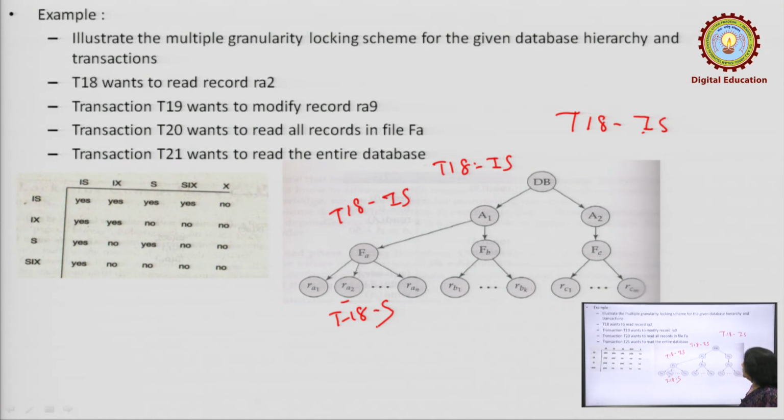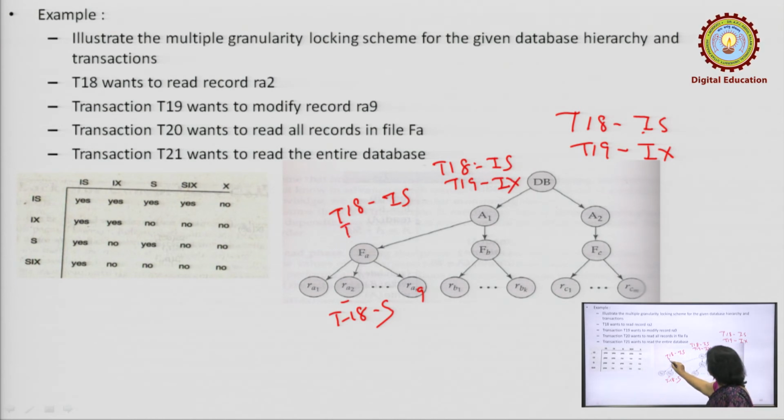Next, T19 wants to modify the record RA9. Let us consider this as RA9. So, what happens? T19 will lock this in the intention exclusive mode, T19 will lock this in the intention exclusive mode, and this in the exclusive mode.